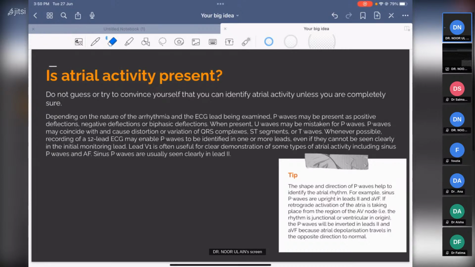So the fifth question is whether you see atrial activity or not. And remember, atrial activity is one where you don't force yourself to see something that you don't see. If you don't see atrial activity, don't push yourself. It is not present, or it is there but it's being masked by something, and that's completely okay. But never assume that you see atrial activity. Never, never, never, because you're going to mess up if you do that.